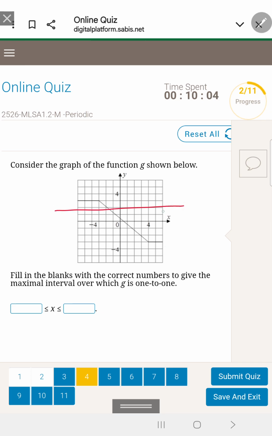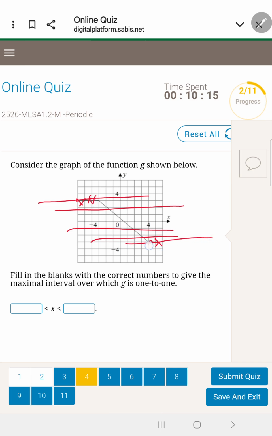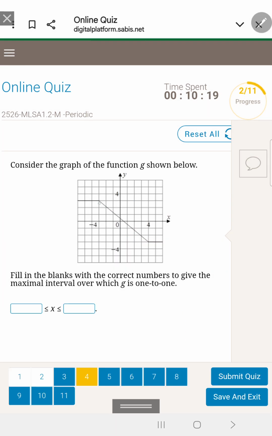So if you draw horizontal line here or here or here, it cuts it once. But if you draw it here, it cuts it many times. Or if you draw it here, it cuts it many times. So you have to delete these from the interval in order to make it 1 to 1. You have to take it from here to here, from -4 to 4. So -4 and 4.